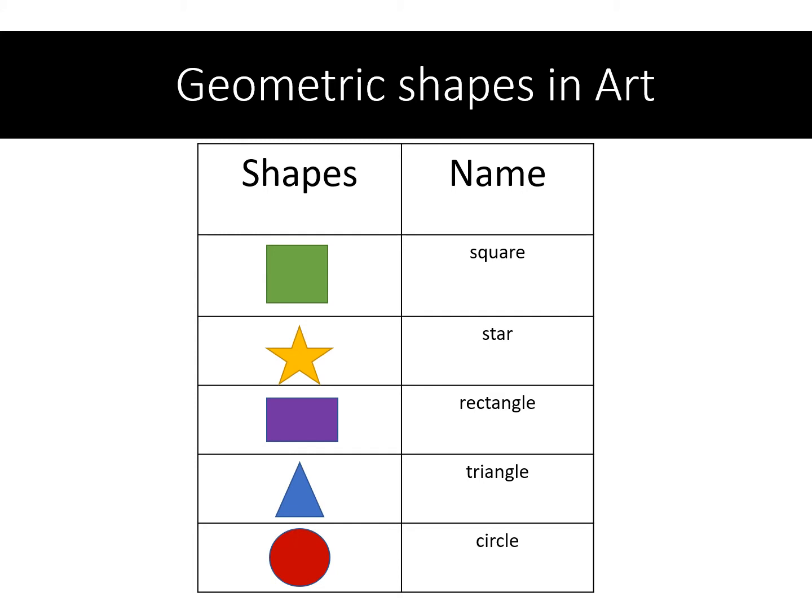And here we see the square, for example. The square has very straight, very perfect pointy lines. And so does the star. It has straight pointy lines. The rectangle, the triangle, and the circle doesn't have a pointy line, but it does have a perfect, very clean line. So all of these shapes, they look very perfect. They look pointy, they look clean, and that is known as a geometric shape.